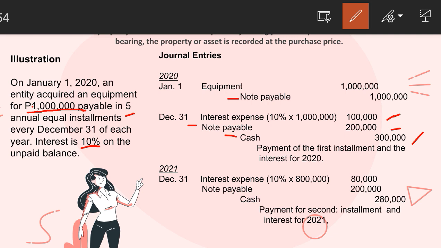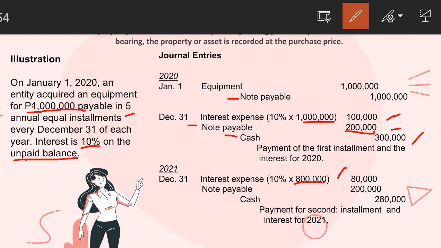Pagka nag 2021 na, year end sa 2021. Interest expense 10% times 800. Ngano na 800 naman ni siya? Dahil 1 million. Interest expense, since according sa problem, interest is 10% on the unpaid balances. Yung unpaid balances na lang. Di ba, we have here, pag 2020, we have 1 million, di ba? Tapos, nagpay na ta og 200. So, basically, 1 million minus 200, 800 na lang ang imong bayronon. Okay? Bayronon sa equipment.